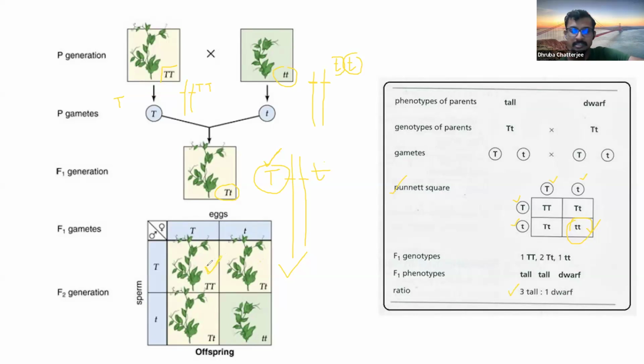One is homozygous tall, capital T, capital T. One is homozygous recessive, dwarf, right? And 2 are heterozygous tall. That means in a pair of homologous chromosomes, at the locus that regulates the height of the plant, you have one capital T and one small t. So the genotypic ratio stands as 1:2:1 for capital T capital T, capital T small t, small t small t. This is the genotypic ratio for the monohybrid cross.